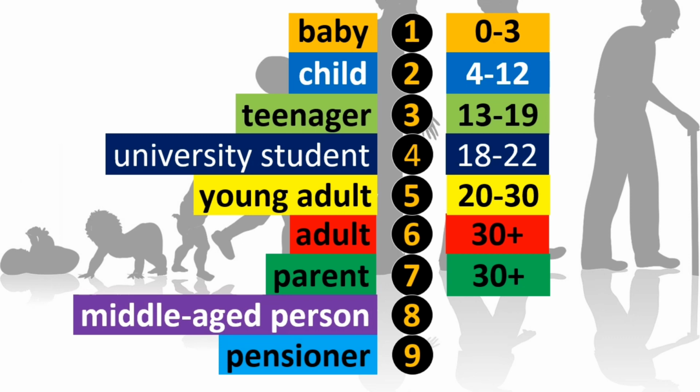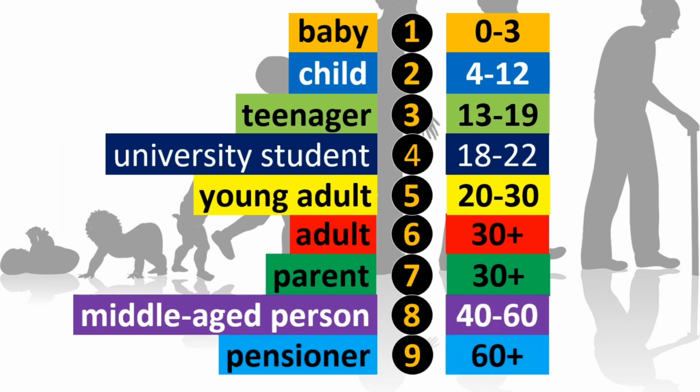And then middle-aged person is someone who is 40 to 60 years old. Can be your parent or maybe your grandpa, grandma. And then pensioner refers to someone who is over 60 years old. So pensioner is basically someone who has retired from the job.